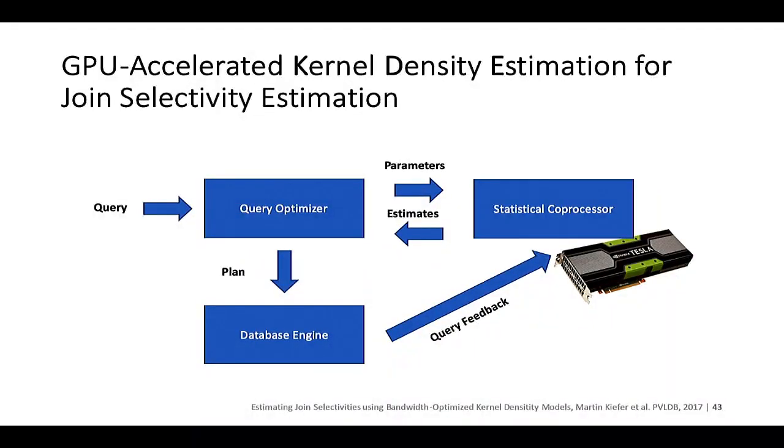And after we've executed the query, we also know whether our estimates were good or bad, and we pass this back to the statistical coprocessor to optimize the model. That is actually also a pretty decent way to integrate GPUs into your classical IO-bound database system, because here the GPU is not doing query processing, but rather helping with another task, essentially providing better estimates within the same time budget.